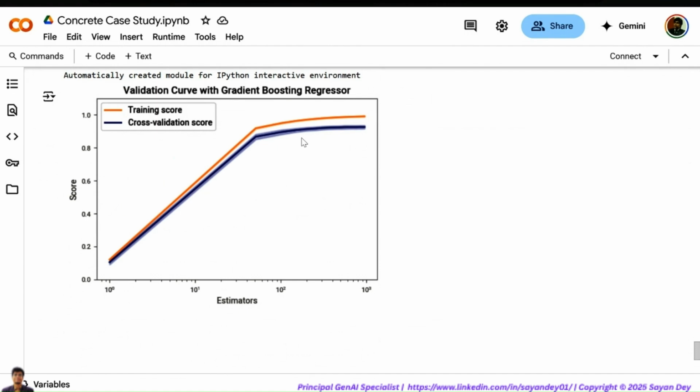Because remember, beyond that point, if you continue increasing your N estimators, what will happen? You will reach the overfitting zone, where the training will continue to go up, but the testing will continue coming down. So you're trying to reach the zone where you get the highest validation scores. That is the good fit zone that you're trying to reach.